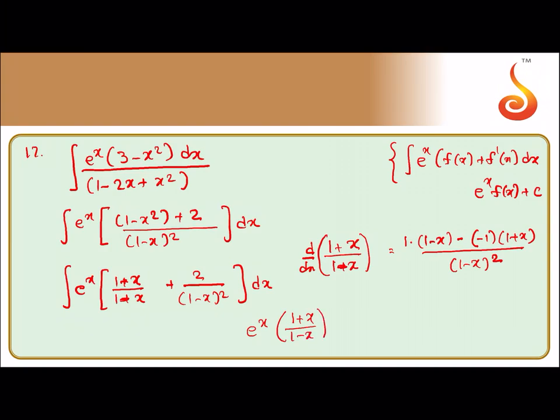So the final answer is e to the power x into (1 plus x) by (1 minus x) plus c. So this rearrangement, they can ask you, can be done within 2 minutes. This is 1 minus x and this is 1 plus x.